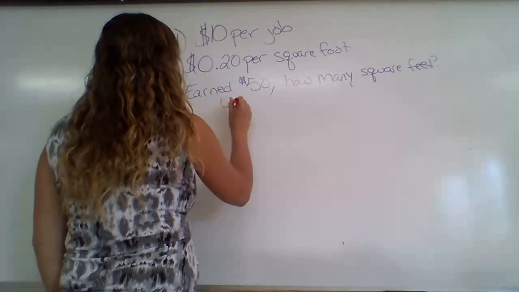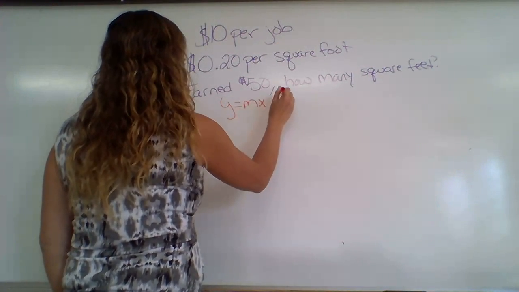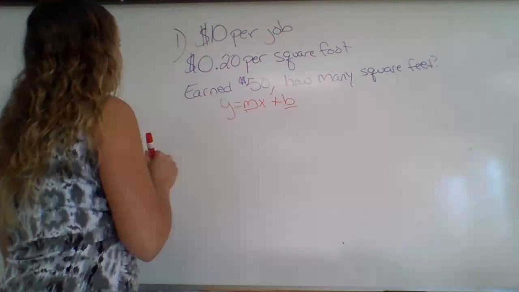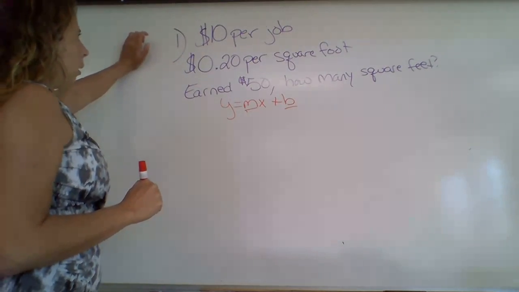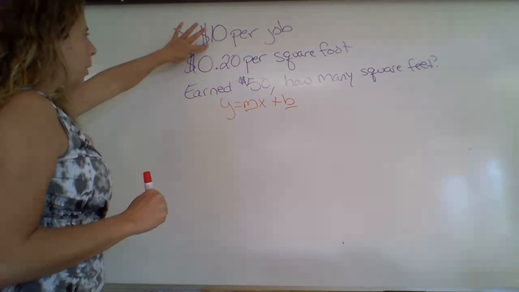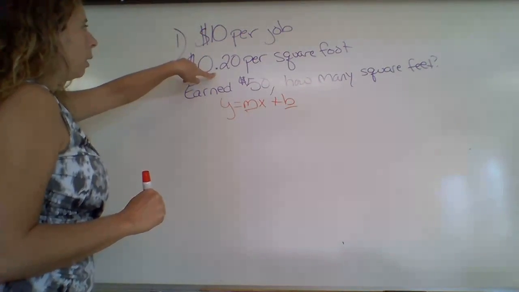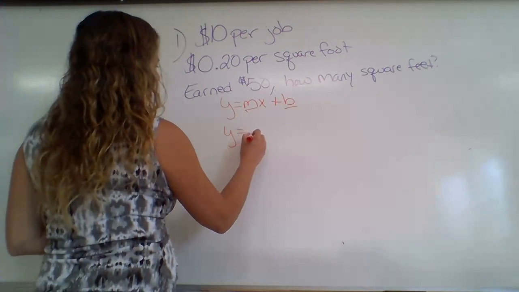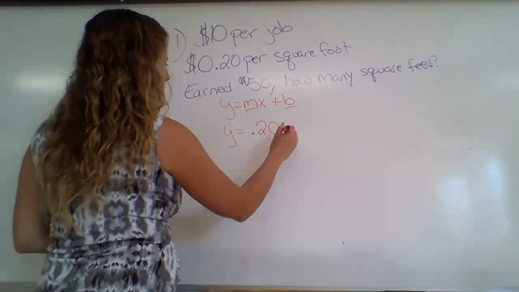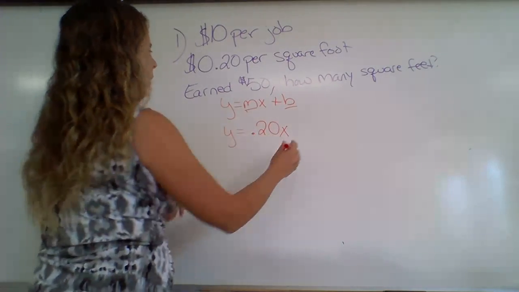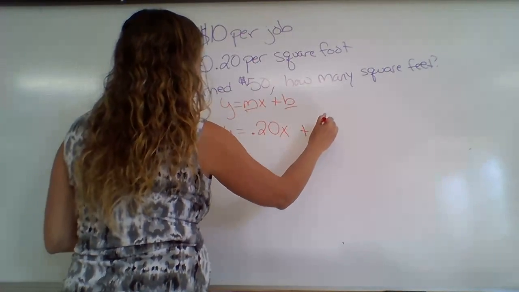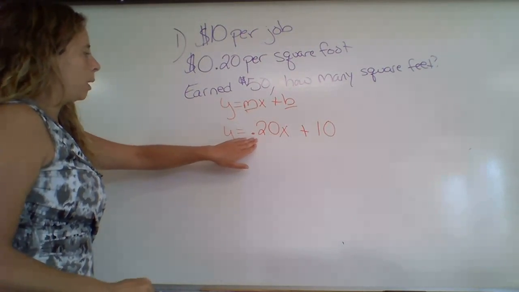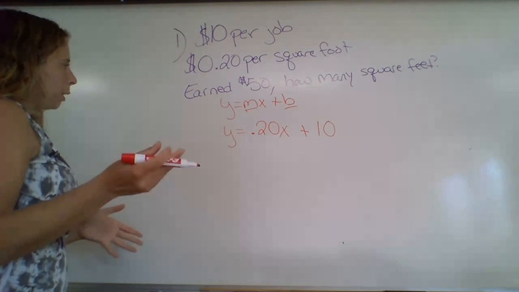So your equation is y equals mx plus b, where m is your slope and b is your y-intercept, aka the initial value. So she charges $10 per job and then 20 cents per square foot that she paints. So it's going to be y equals my slope, 0.20 times x, times however many square feet. And then my initial value is 10, $10 per job no matter what. So $10, and this is my slope, 20 cents. All right, so that's the equation.